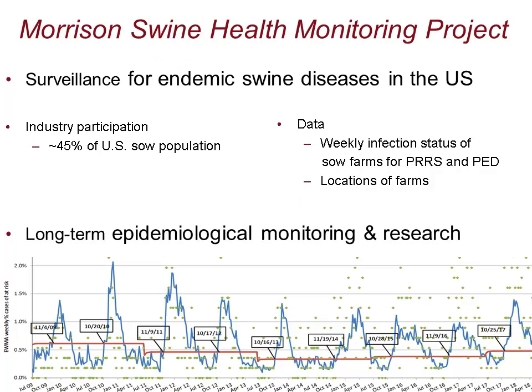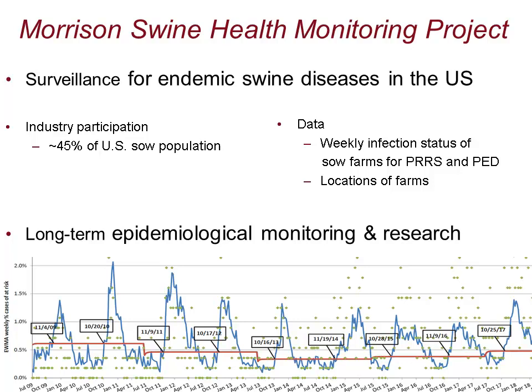So for those of you who are not familiar with the Morrison Swine Health Monitoring Project, which we call MSHMP, it is a surveillance system for endemic swine diseases in the U.S., focusing on PRRS and PED. The types of data that is collected include weekly status for sow farms, so this is weekly infection status, whether a farm is in active infection for PRRS and PED, or if it's negative, and there's a few other statuses in there as well. And we also have information on the locations of all those farms.